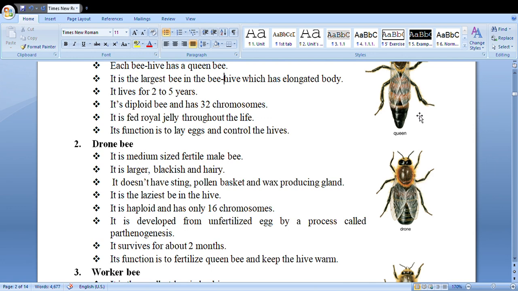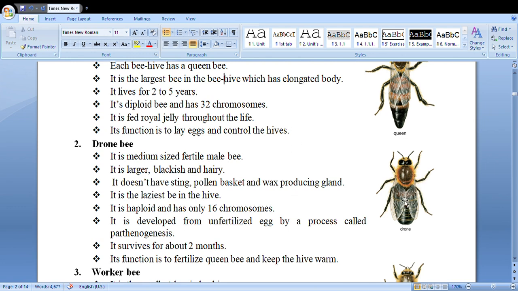It is fed royal jelly throughout its life. Royal jelly is a special nutritious food made from honey and other nutrients, and it is fed to the queen bee throughout her life. Its function is to lay eggs and control the hive, controlling other bees in the hive.